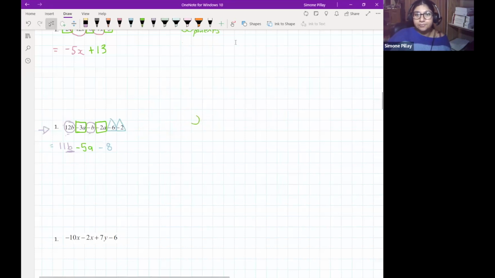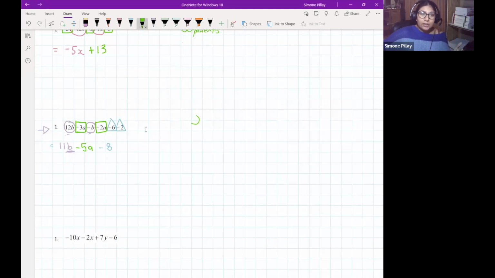Yes, Layla. Ma'am, I have a question. In what order are we supposed to do this? When we simplify, for example, I'm at 12b and negative b. How are we supposed to arrange it with the rest? It doesn't matter. If your answer was like negative 5a plus 11b minus 8, it's still the same thing. So are you asking in terms of arranging it like that? Yes, ma'am. Yes, it doesn't matter which way you arrange it.